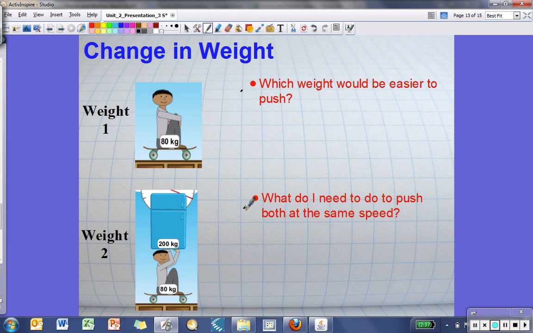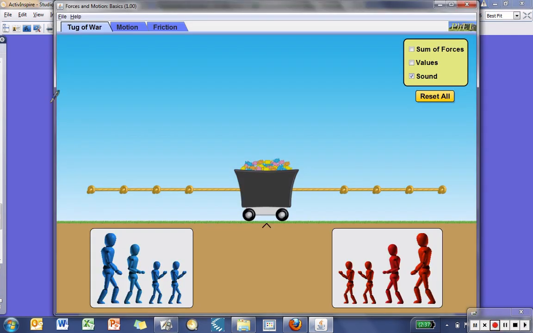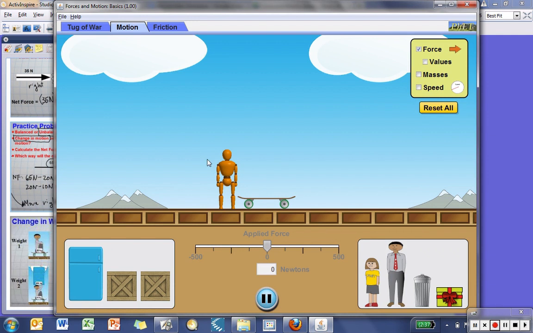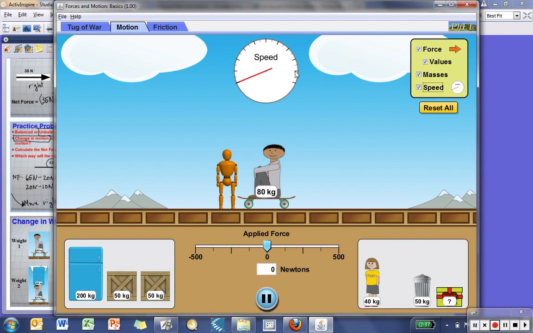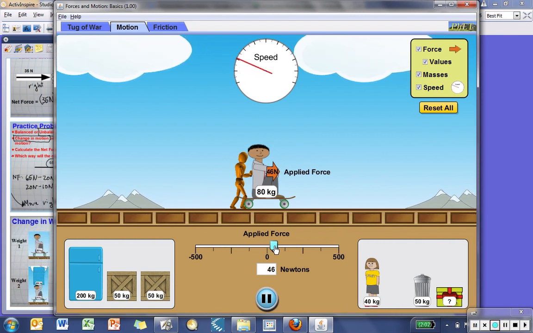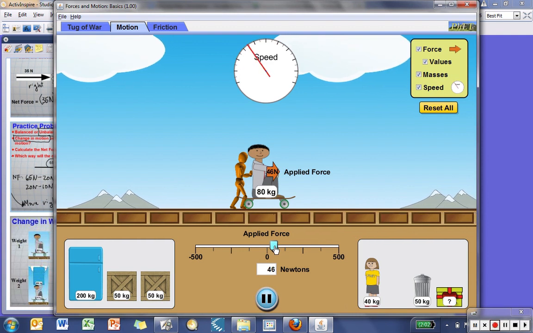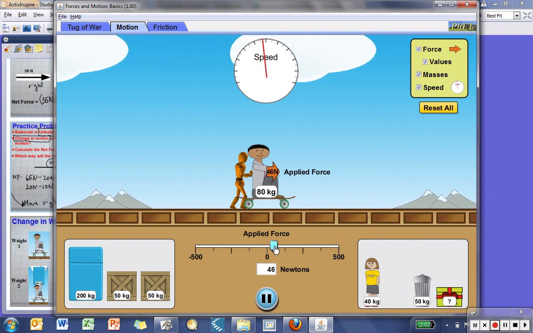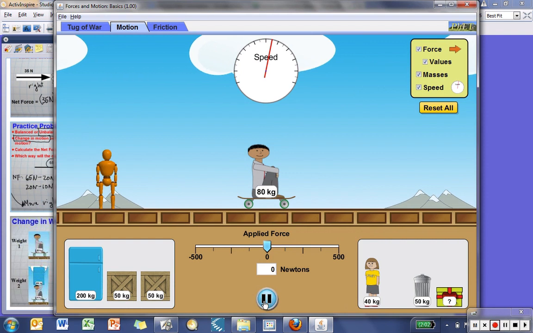So I'm going to go here, and I'm going to put my guy on here. All right, so he's now 80 kilograms. I'm going to show my values, and here's my little speedometer. Now I'm going to push him to the right, and I want you to see how much force it takes to start moving this guy. So I'm going to move him. If you look, I already have just 46 newtons, and he's moving. He's moving pretty solid, and you can see that I'm picking up speed. So I'm going to pause it now.